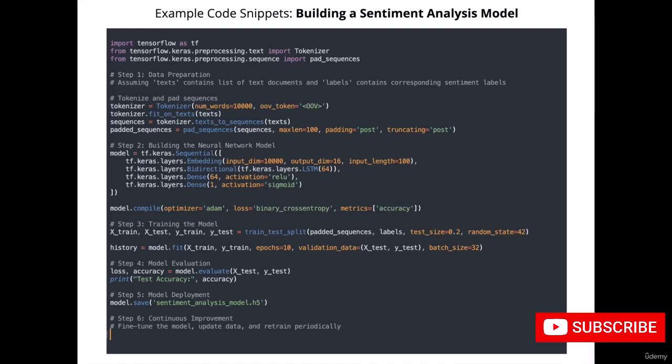So next, we'll compile the model. What we're going to do is call the compile function, passing the optimizer as Adam, loss as binary cross entropy, and metrics as accuracy. Step 3, let's train the model.